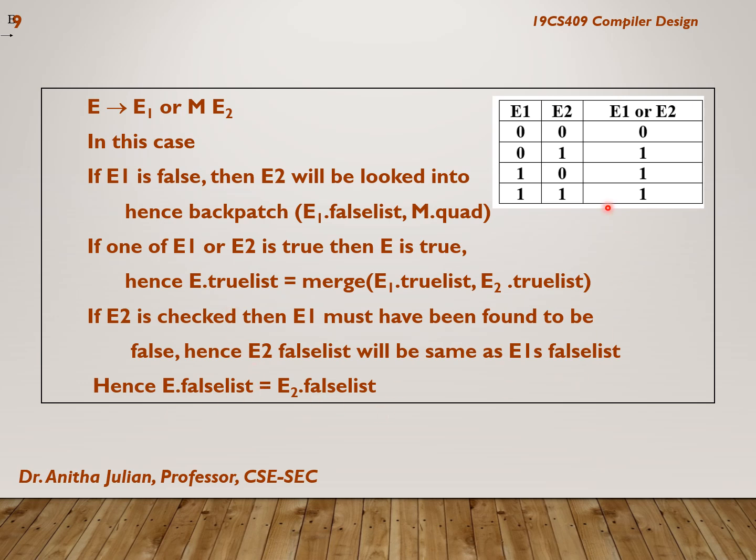The last condition is that both are false. If both are false, so E2 we checked and found it false, E1 is also false, then already this is false. So the second one also we have to check, only then we can make it false. So the false list will now depend on E2 dot false list.